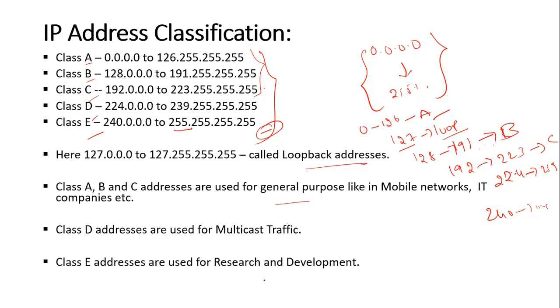Class D subnets are used for multicast traffic, and Class E addresses are used for research and development. So only if something is required for multicast traffic, they provide the Class D addresses for it, and Class E is only for research and development. They will use these IP addresses. This is about IP address classification.